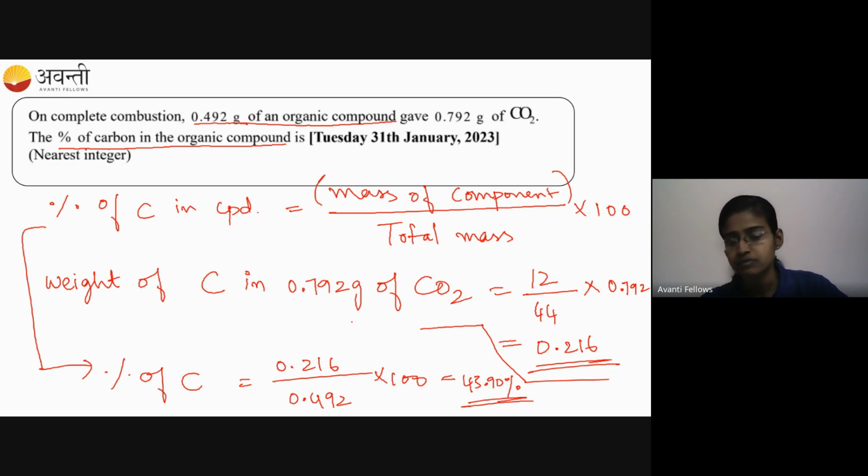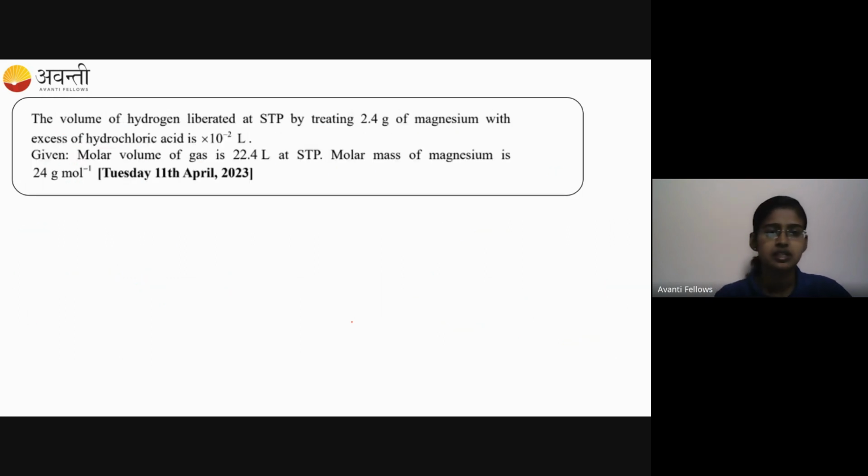Okay. So the next question is, the volume of hydrogen liberated at standard temperature and pressure by treating 2.4 gram of magnesium with excess of hydrochloric acid is some dash into 10 power minus 2 liter. And the molar volume of gas is given, molar mass of magnesium is also given. We have to find out the volume of hydrogen liberated. So let me write the equation first.